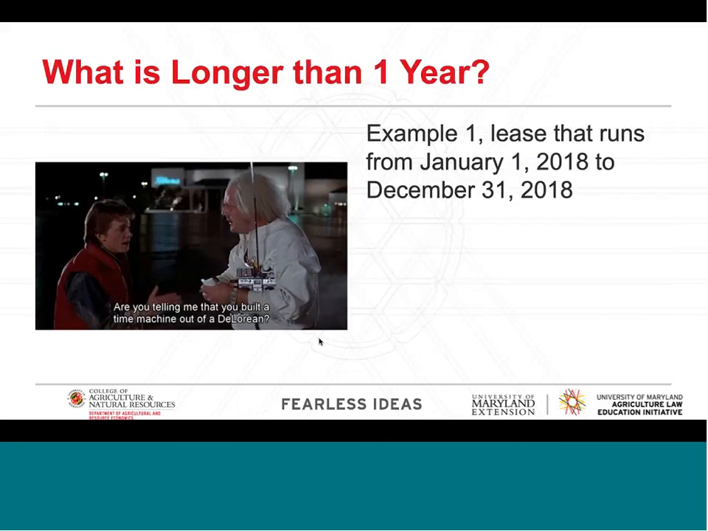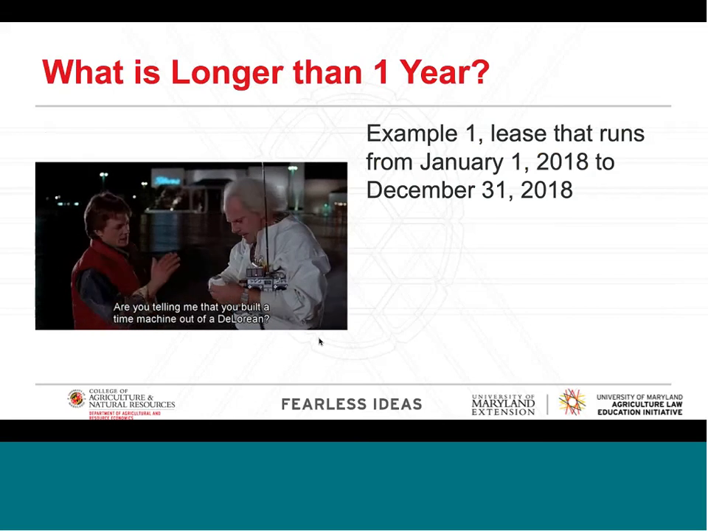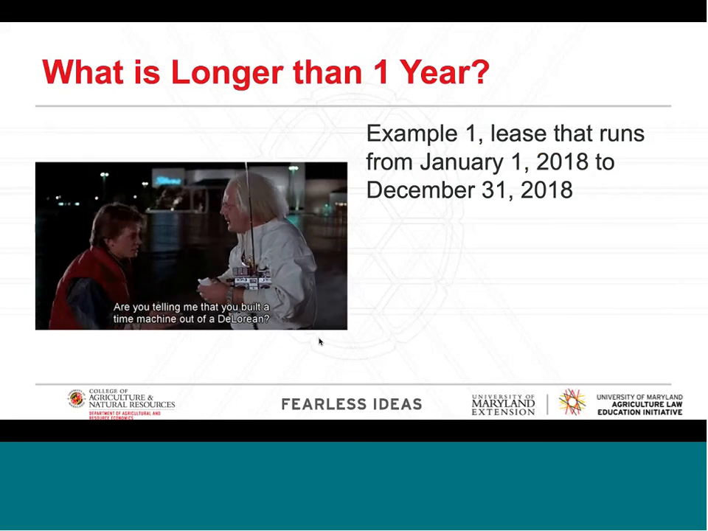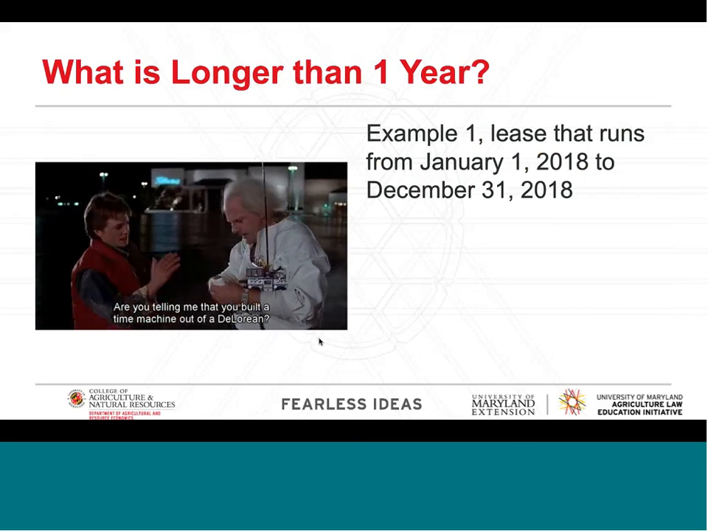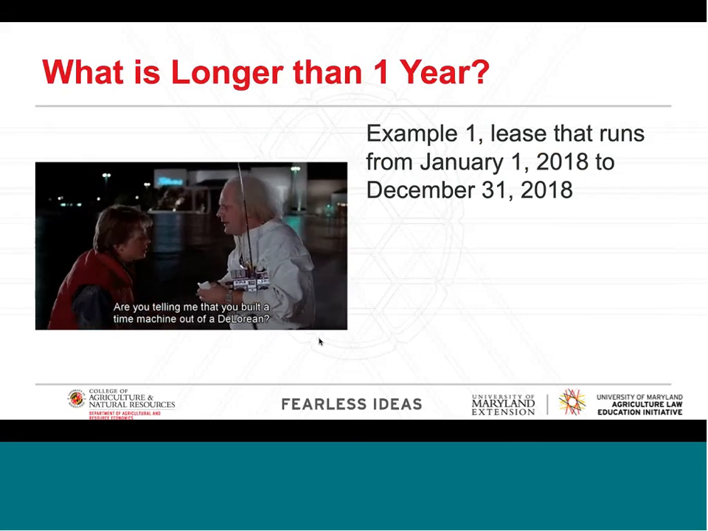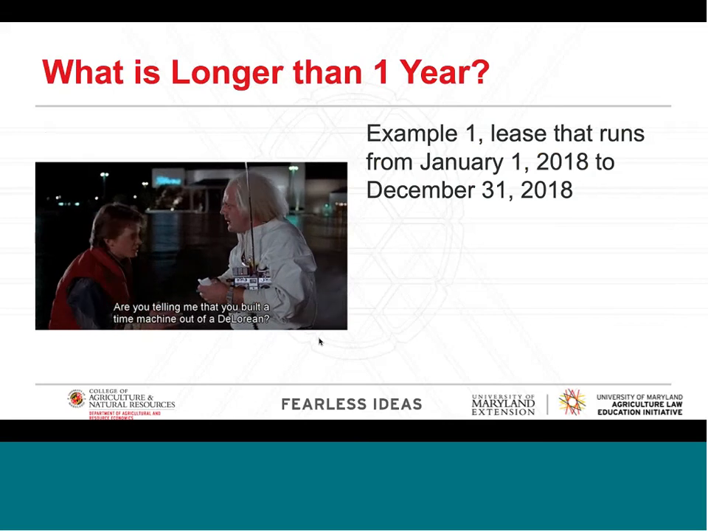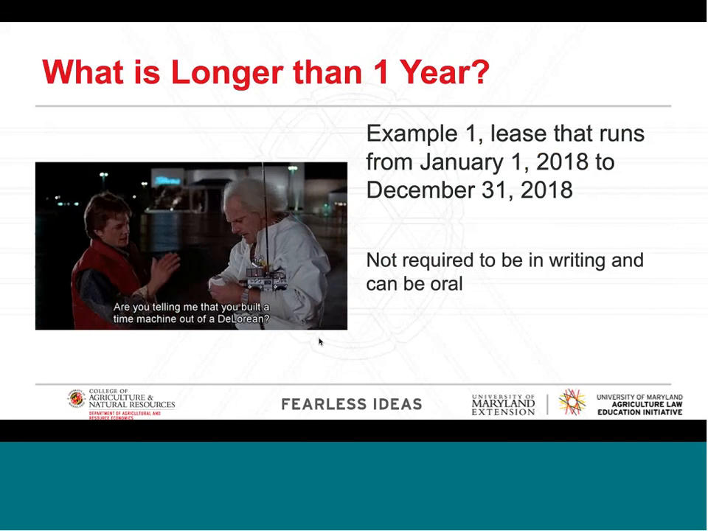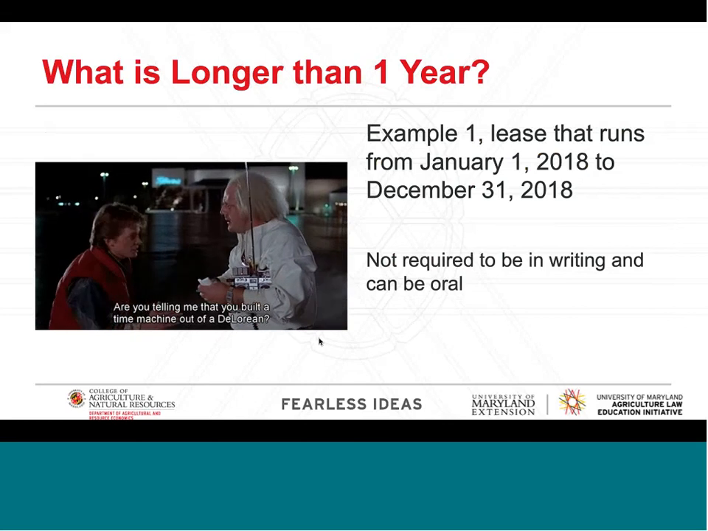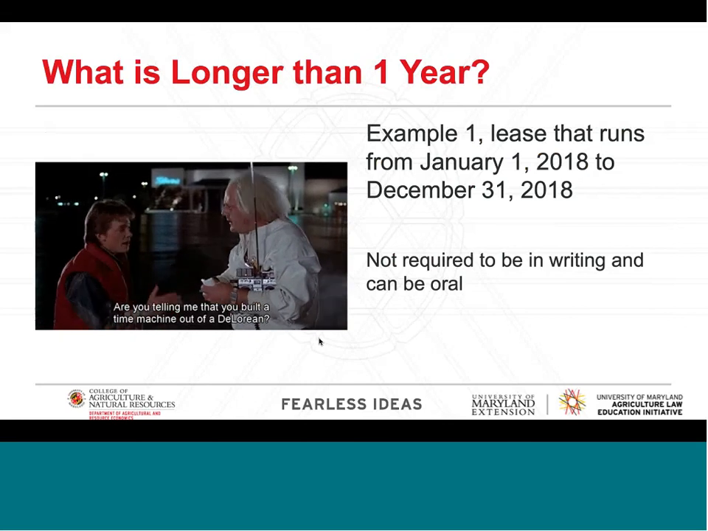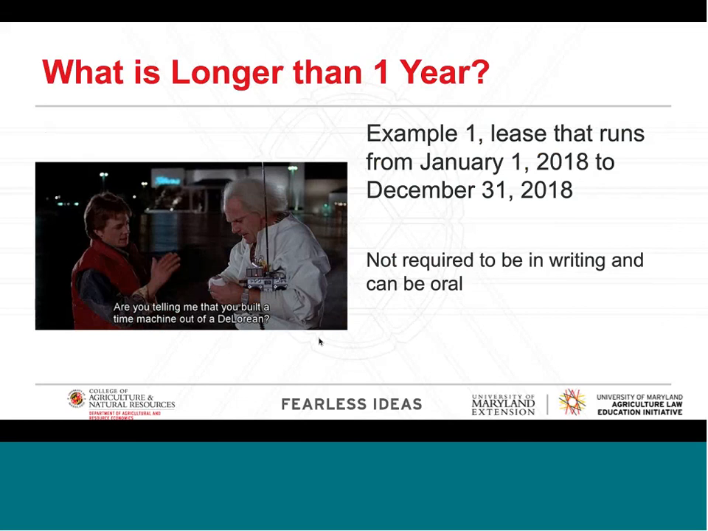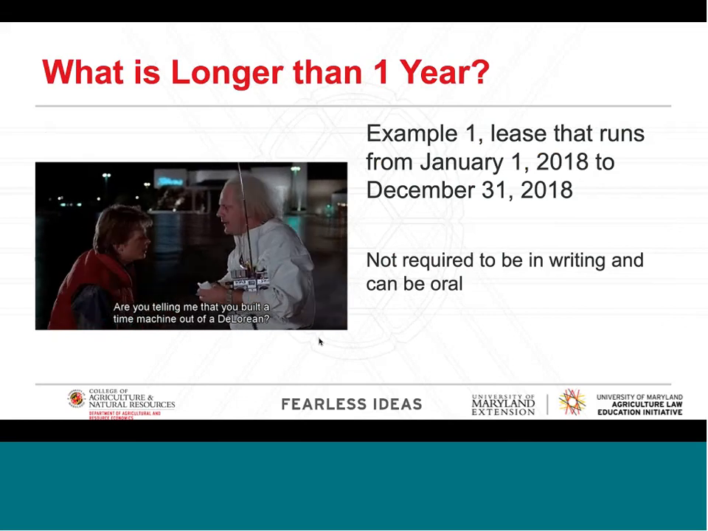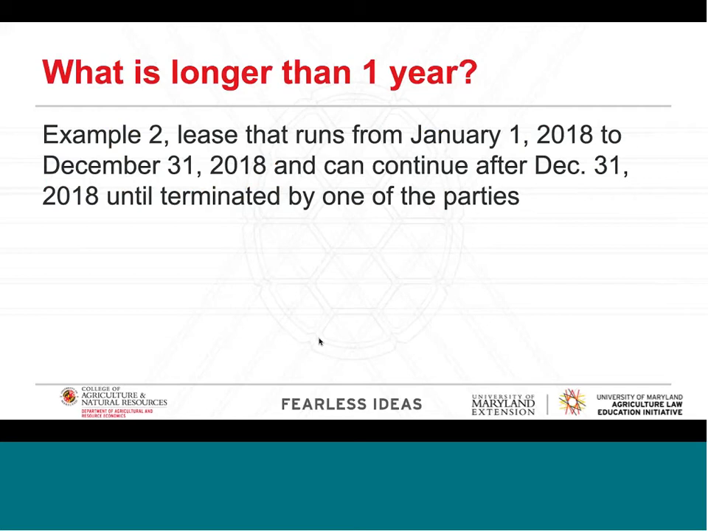I have some examples of what that might mean. So here we have a lease, my example one, it started January 1 of this year and runs to December 31st. That's pretty much a year. If you could respond with words, you could, but that's pretty much a year. There's no requirement for that to be in writing. It can be an oral lease because it's only going to last a year, and we expect it to end and then potentially be renegotiated annually.